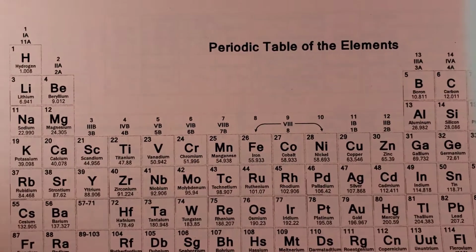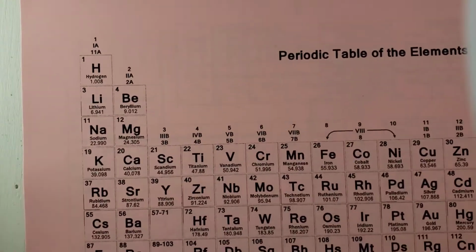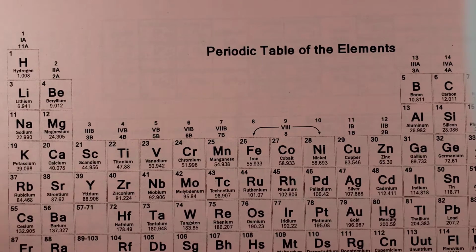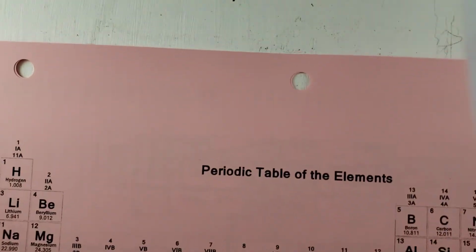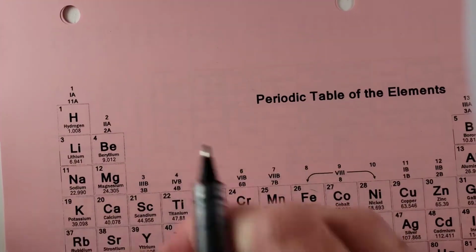All right, welcome back. We're going to look at the periodic table booklet you would have received, and we're going to label a few things, discuss a couple of things, and then we'll be able to get into the chemistry review. A couple of things to note, key groups to know here.